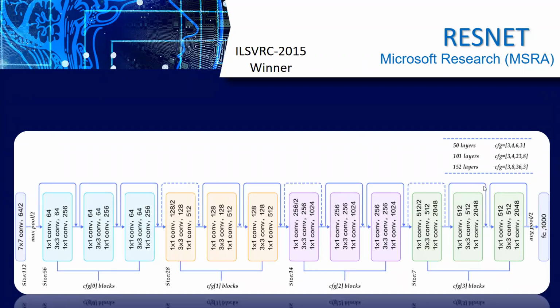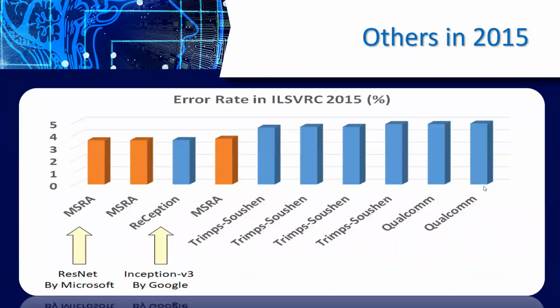And in 2015, ResNet is the winner. Again, it is from Microsoft. Here you can see this is a Microsoft one, and here you can see there are some networks from Qualcomm as well. But if you see the top 10, there is no Google or Oxford VGG.